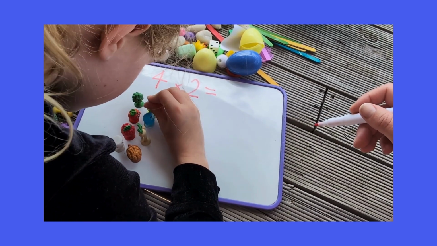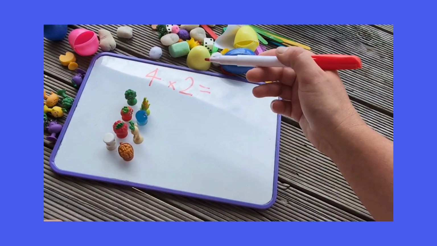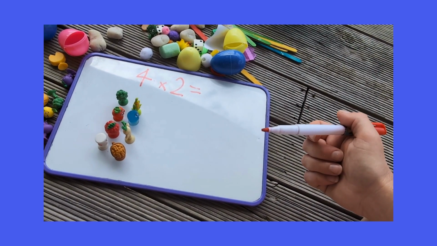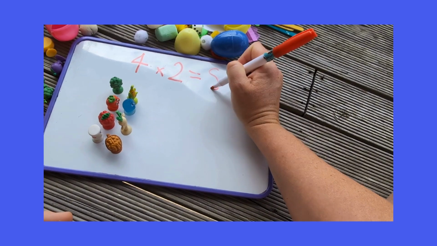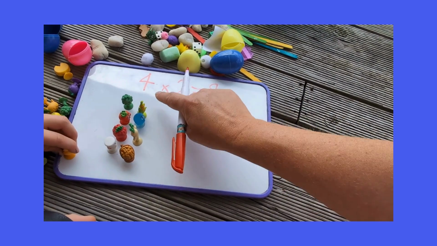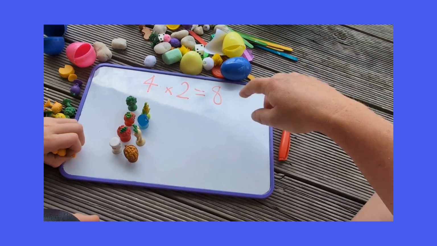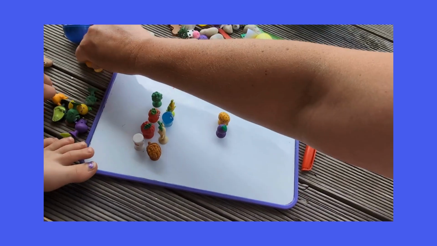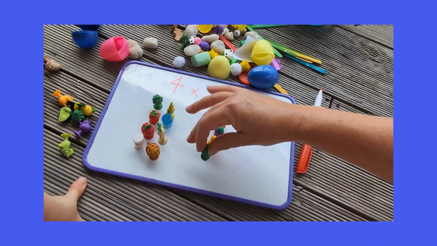Okay, so you know that 4 times 2 is another way of saying double 4. And what's the answer? 8. Okay. Now we're going to do it again over here. We're going to do another group of 4 times 2. Can you make them with me? I'll make the first set.